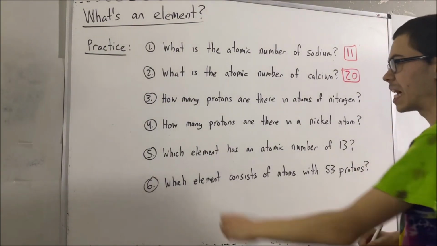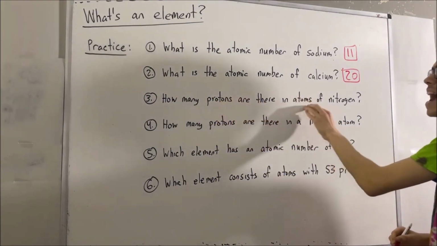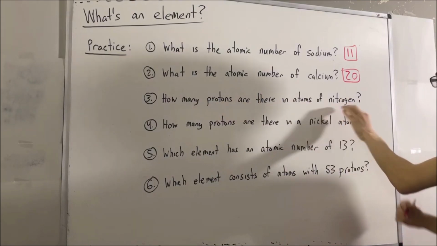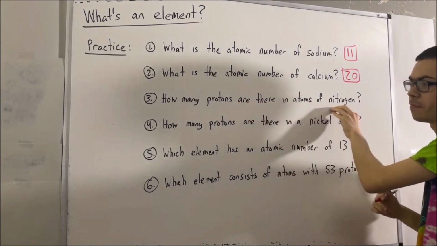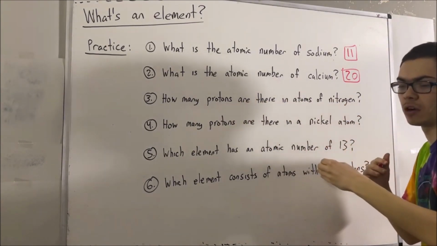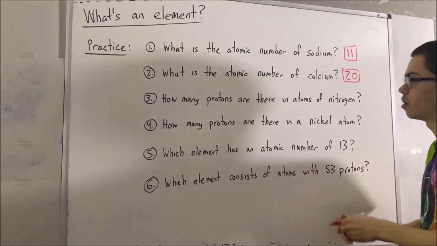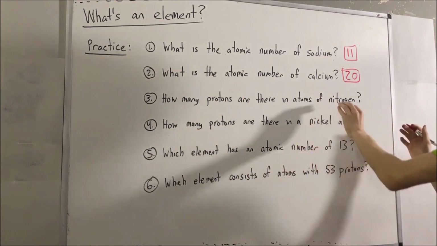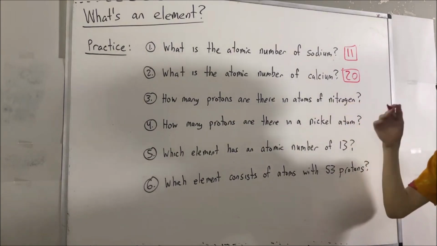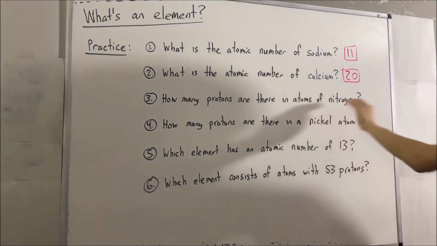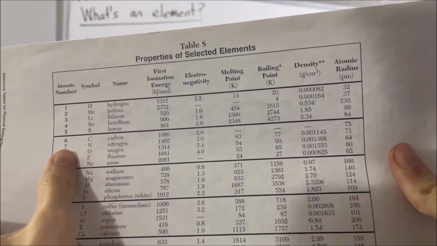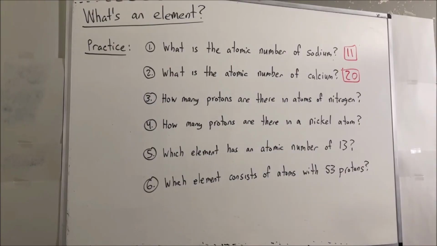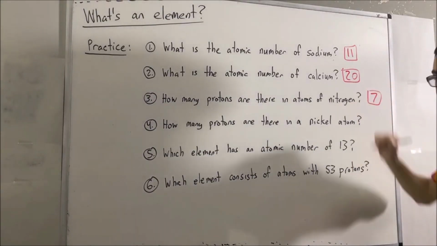Question 3. How many protons are there in atoms of nitrogen? Now really, this is the same thing as the atomic number, right? The atomic number is the number of protons there are in the atom. So all we got to do is figure out the atomic number of nitrogen. So again, let's go to table S and look for nitrogen. So going to table S, we see that nitrogen is right there. We see that the atomic number of nitrogen is 7. So the answer is 7.